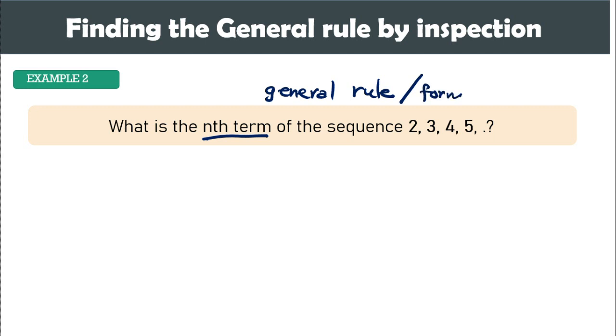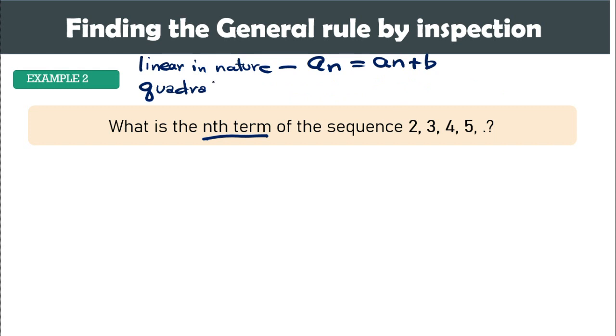By the way, there are two types of formula. It can be linear in nature or quadratic in nature. If linear in nature, it is of the form a sub n is equal to a n plus b. Quadratic in nature, the formula is given by a sub n is equal to a n squared plus b n plus c. There are two types of sequence: it can be linear in nature or quadratic in nature.